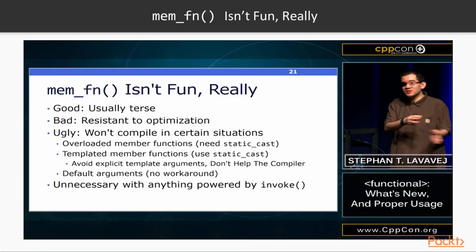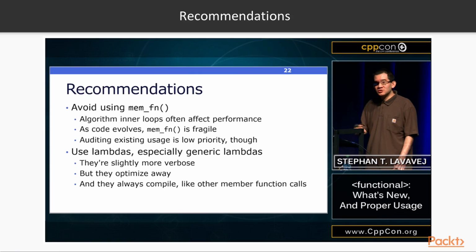It says that memfun isn't really fun. The good thing about it is that it's usually terse, but it is very resistant to optimization as the compiler cannot transparently see through it, and in some situations it won't actually compile. As an example, if you have overloaded member functions or templated member functions, you still need to disambiguate using static cast as seen in some of the previous slides. Unnecessarily, it also fails when member functions have default arguments, and there is really no workaround for it. His recommendations are to avoid using memfun and use lambdas, especially generic lambdas. Even though they're slightly more verbose, they optimize away and they always compile and don't have ambiguity issues.